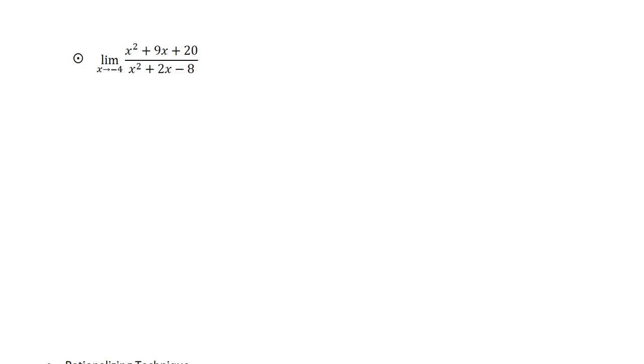Another example here, we've got the limit as x approaches negative 4 of x squared plus 9x plus 20 over x squared plus 2x minus 8. If you plug negative 4 into the top, you get a 0. On the bottom, you also get a 0. So we're going to factor both of these, and I'm just going to kind of come off to the side and do some scratch work.